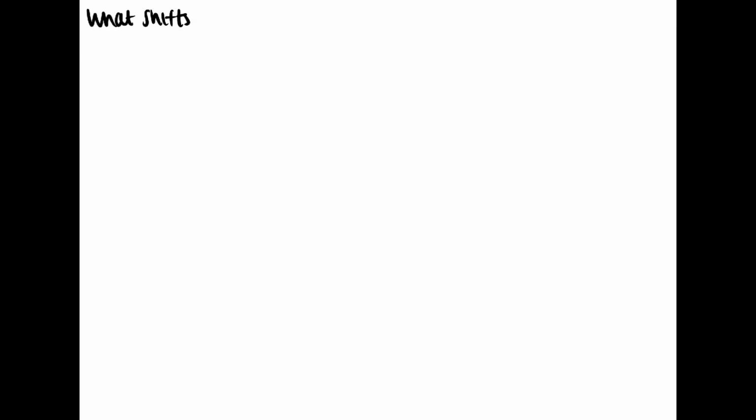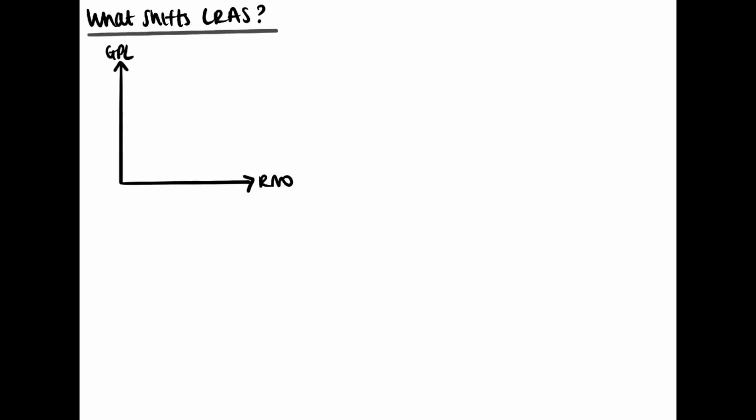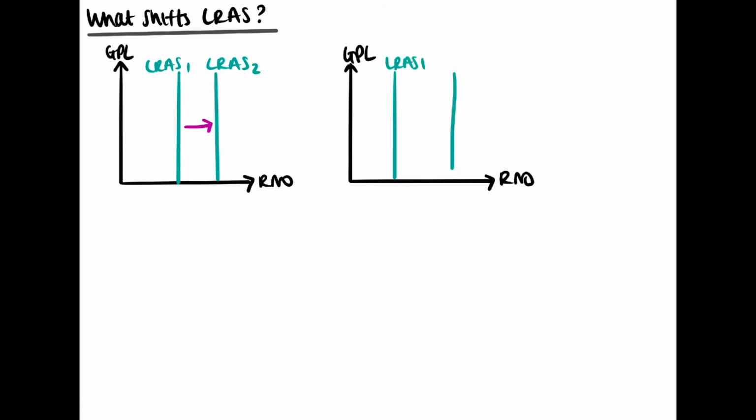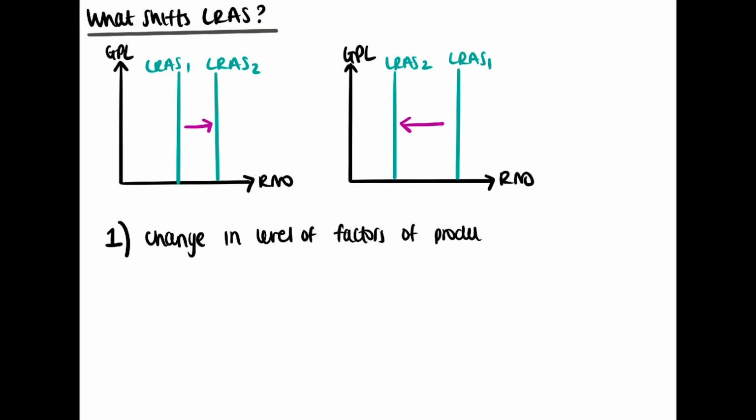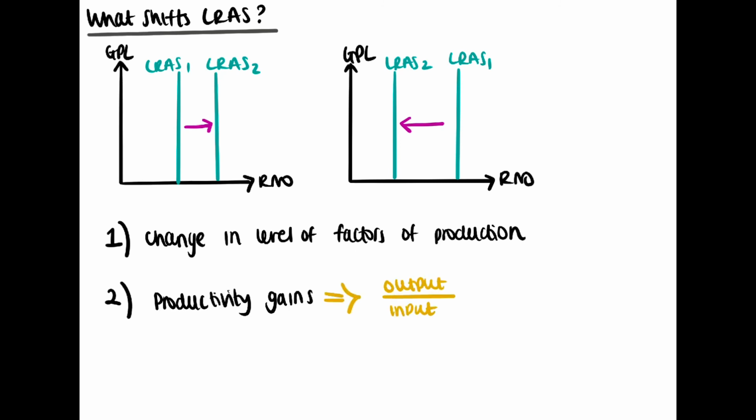So what shifts the long-run aggregate supply curve? Well, the curve is determined by all the factors of production, so if there was an increase in any one of these factors, the curve would also shift to the right. And this includes any change in productivity in capital or labour.